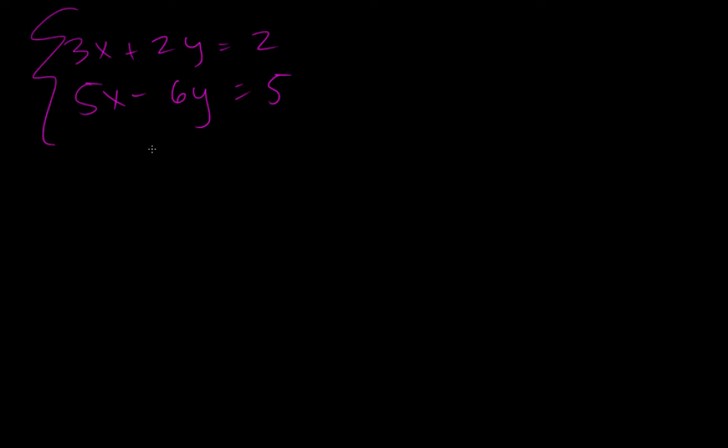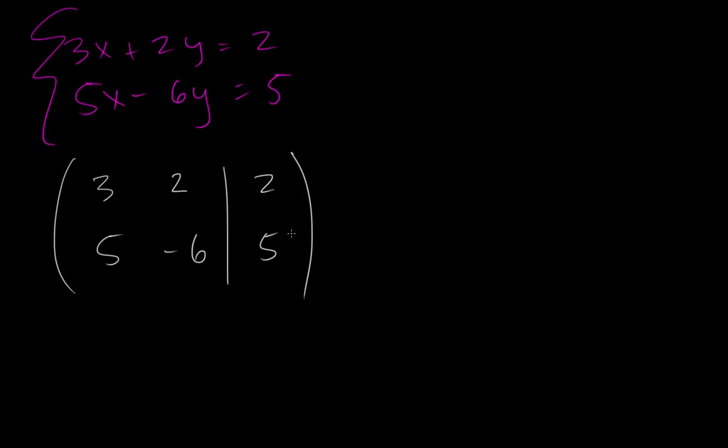And the first thing is, when we're given a system of equations in this form, the way we write it in matrix form is like this. So this is the x column, y column, answer column. This is row 1, this is row 2.